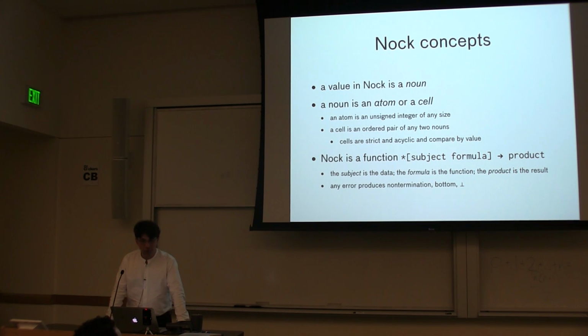Nock itself is a function from a cell of nouns, a subject and a formula, to a product. The subject is the data. The formula is the function. The product is the result. And the way we define Nock, we define errors as non-termination. So errors are basically anything that produces bottom. Obviously, we don't do that in practice, but that's how we define the function. So let's go over this spec.